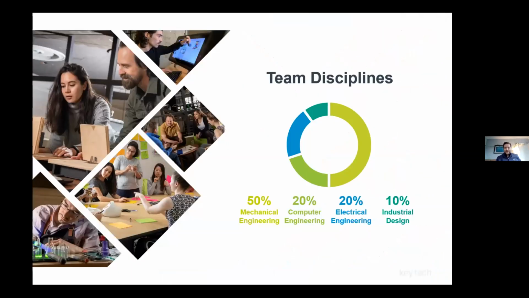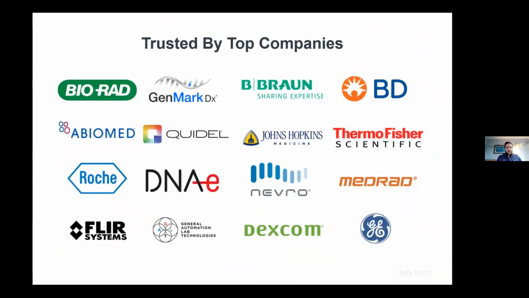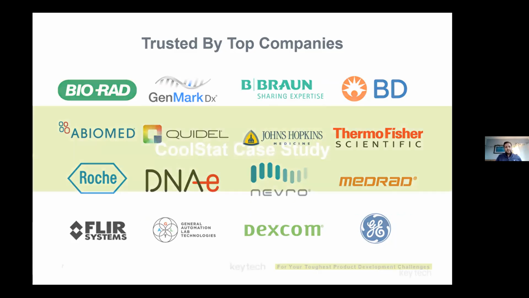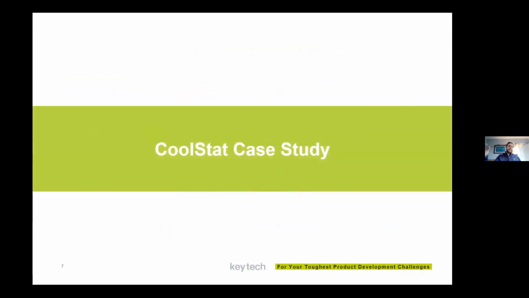Our team is split between mechanical engineering, electrical engineering, and computer engineering, and we have a handful of industrial designers on staff. So we do complete full-scope development here in Baltimore. And like advertised in the emails that went out, we're trusted by top global companies such as Bio-Rad, Becton Dickinson, and Thermo Fisher. Some of the companies we work with up in Boston include Abiomed, as well as a host of other startup device companies. So that was CoolTech.